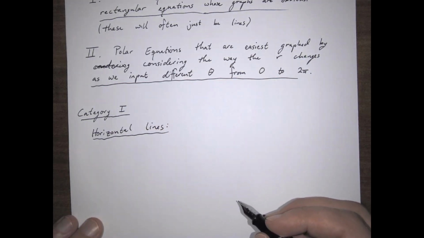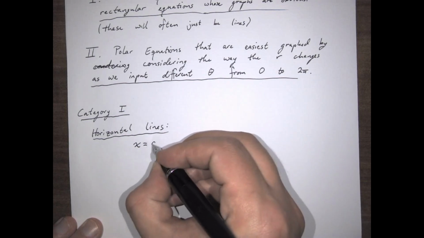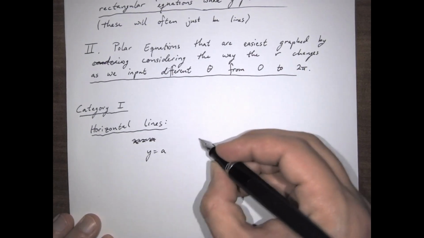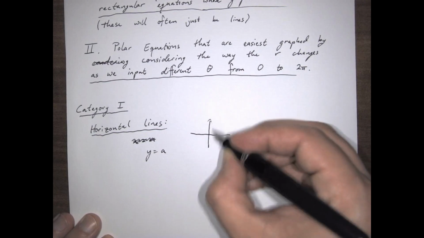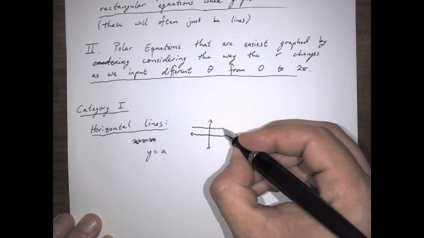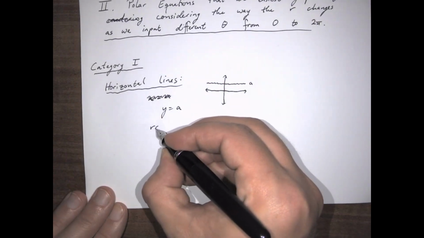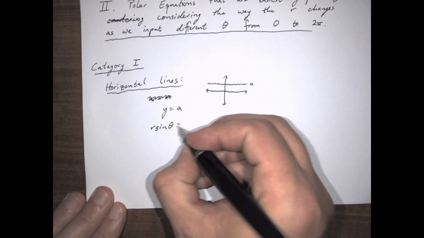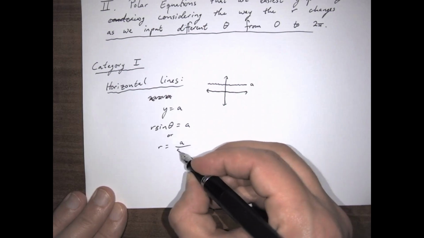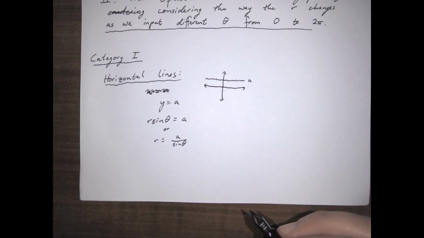And the way these look is something equivalent to this. So y equals just some a, I should say, for a horizontal line. So that would be the rectangular form. And then the corresponding polar form would be r sine theta equals a, or r equals a over sine theta. Occasionally you might see this written as r equals a cosecant theta, but that'd be pretty unusual.